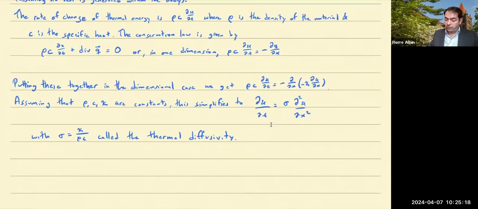Diffusivity, because you think of the heat diffusing. And in fact, this equation, the heat equation, also describes diffusion. Say you have some liquid and you drop some dye and you see how it diffuses in your liquid. It also satisfies this equation, or rather this equation gives you a good model for how it spreads.